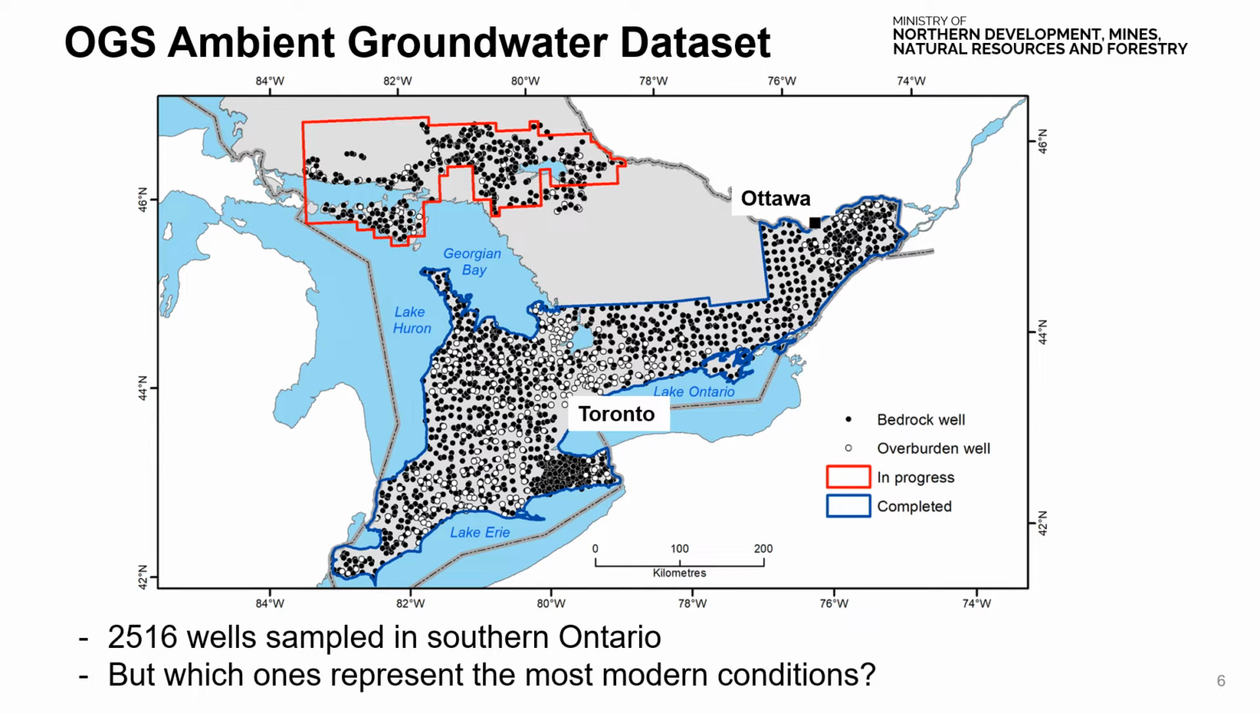So a quick step back for a minute just to mention the ambient groundwater geochemistry program, which Stu talked about earlier. The northern work was done by our colleague Kayla Dell, the boundary shown in red, and our study area boundary that I'm talking about today is surrounded in blue. So in southern Ontario, in our study area, 2,516 wells were sampled.